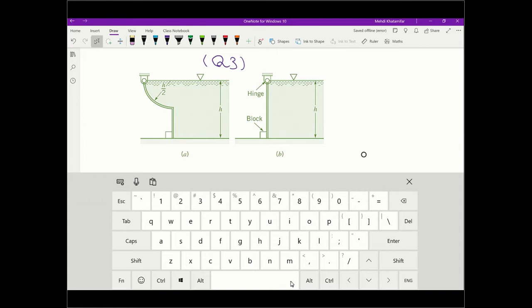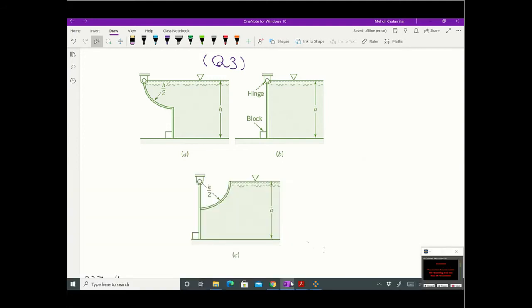Three gates of negligible weight. Those gates don't have any weight, and are used to hold back water in a channel of width B as shown in these pictures. The force of the gate against the block of the gate is R. So we have a force here for all of them, which we are going to call this force R.